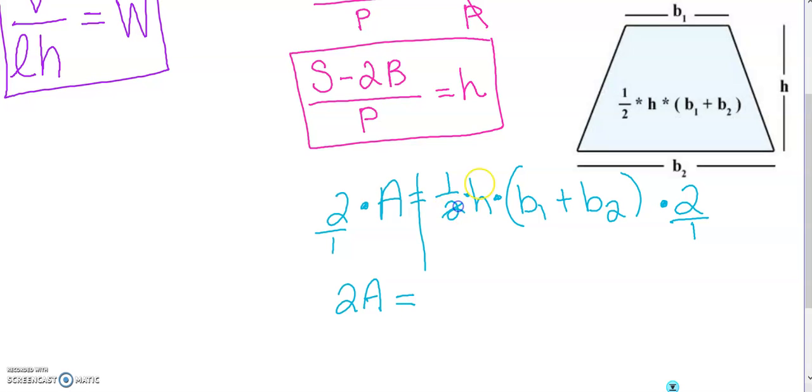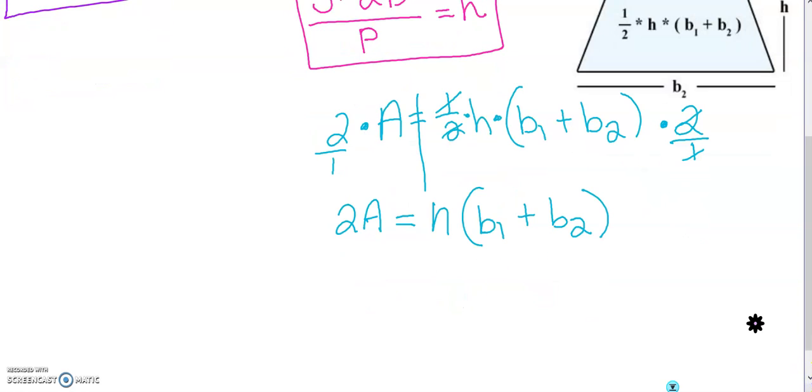On the right side, my 2 cancels with the 2, the 1 cancels with the 1 because they're reciprocals. We're left with H parentheses B1 plus B2. Now we're not being asked to break the parentheses up because we're being asked to solve for H. So again, in between H and the parentheses is that invisible multiplication dot. So in order to solve this, I'm going to divide. And we're going to divide by the whole grouping with the parentheses. We're going to divide by B1 plus B2. And we're going to do that on both sides.